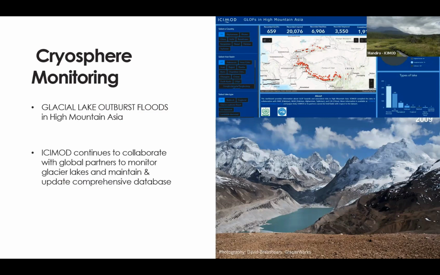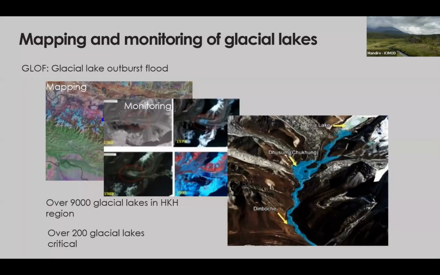So ICIMOD has been working on inventorying the glacial lakes and glacial lake outburst floods, and also the glaciers, detecting the change over the decades in terms of what percentage has changed. We're also looking at monitoring these, and for this we're using various types of satellite images and working on this on a regular basis. We're also doing modeling, using various hydrological and hydrodynamic models to see what the impacts of these outburst floods would be downstream.